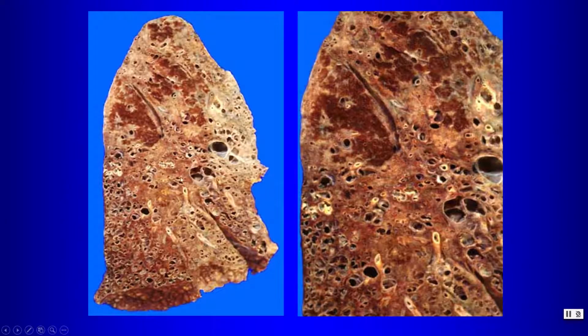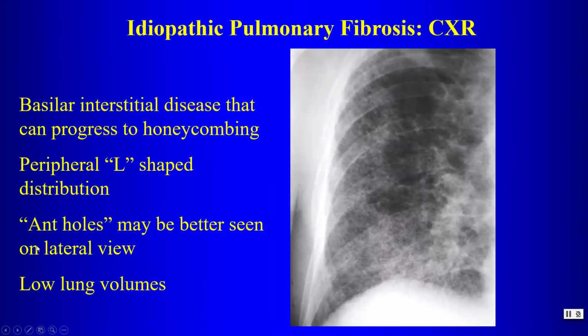In end-stage disease, we get the honeycombing that can be extensive. So you get these cystic spaces here, predominantly in the periphery, more severe at the lung bases, in end-stage fibrosis associated with this disease. So on the chest radiograph, we have a bilateral interstitial disease that can progress to honeycombing, and the distribution of this is quite striking. It has an L-shaped distribution affecting the periphery and the lung bases.